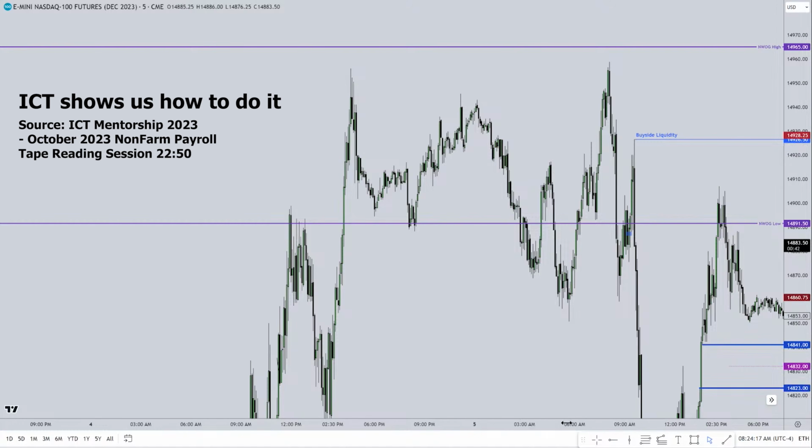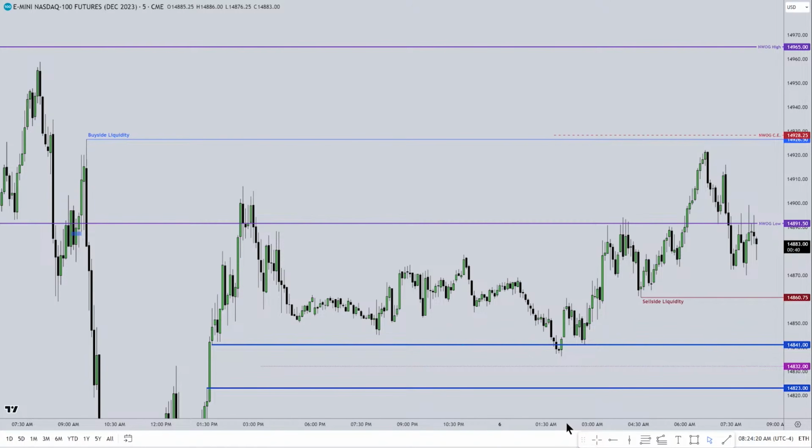It's not the same thing as a new day opening gap, which is the difference between where we settle on 5 o'clock and then reopen at 6 p.m. That's new day opening gap.